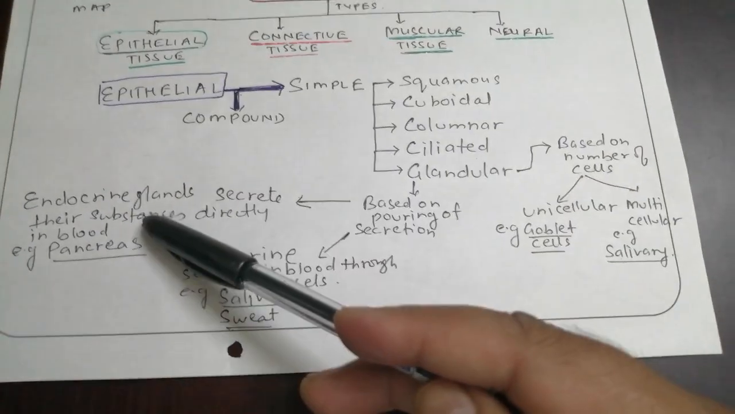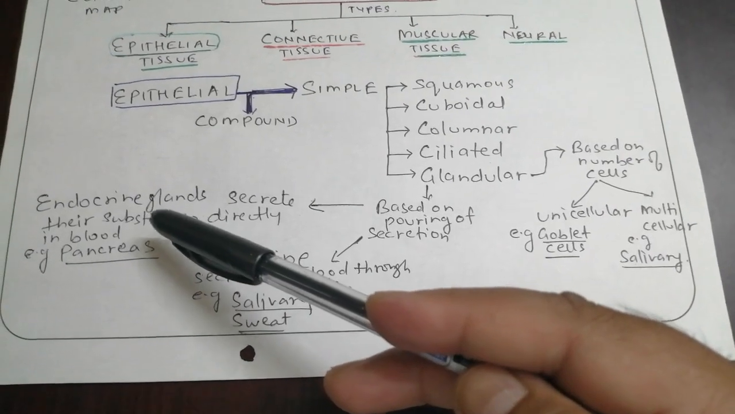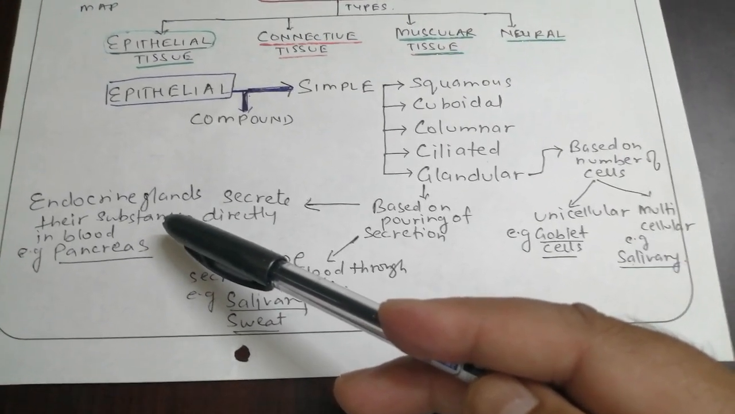Now comes the next one, that is endocrine glands. The endocrine glands are those glands which produce hormones, and they secrete their secretions to the various parts.